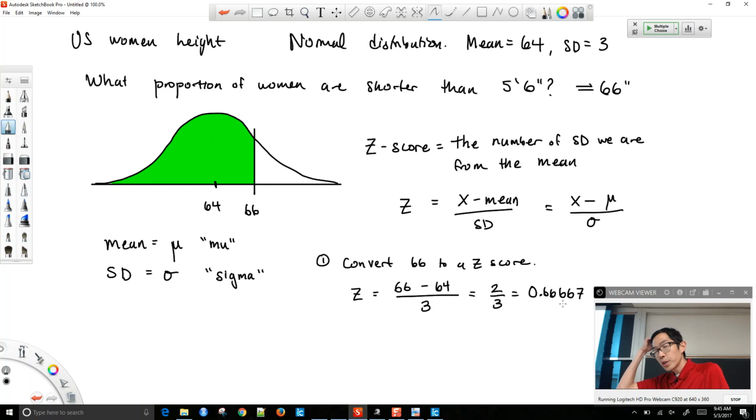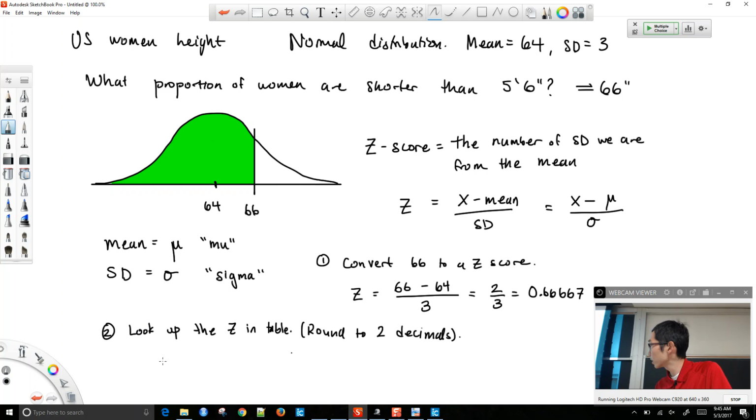I need to look this up in the z table. So now we look up the z in the table. Now the problem is that the z table only gives us 2 decimals of precision, so we always have to round to 2 decimals. So we round to 2 decimals, and we're going to look up z equal to 0.67.